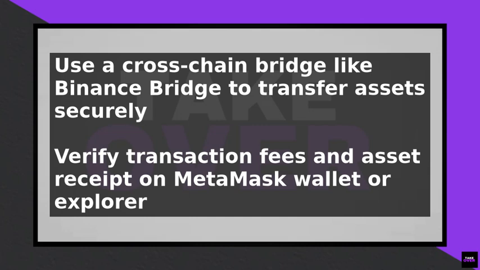In conclusion, transferring cryptocurrency from the Ethereum network to the Binance Smart Chain requires setting up a wallet that supports both networks, obtaining the cryptocurrency you want to transfer, and using a cross-chain bridge to transfer your assets. Always make sure to follow best practices, such as verifying the transaction fees and the amount of assets you received, and using reputable bridges and exchanges to minimize the risk of errors or scams.